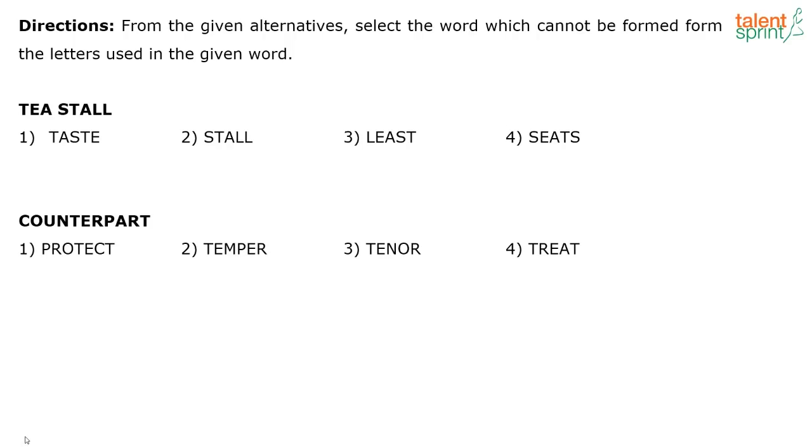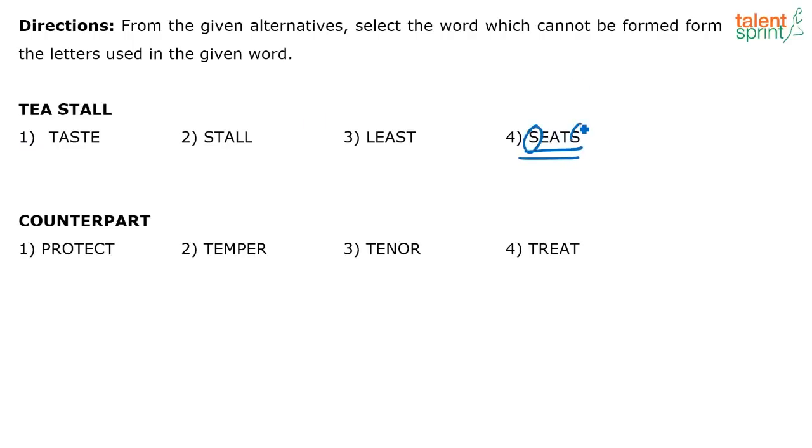Next one. There were 3 questions on this type. Very, very easy such questions are. Whenever such questions come, we should make them correct. So how do you solve this? See, from the given alternative, select the word which cannot be formed from the letters used in the given word. Very, very easy question, right? See, if you look at the options, there is the word seats.